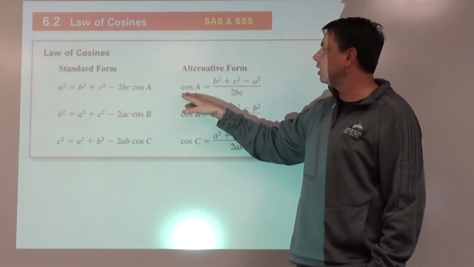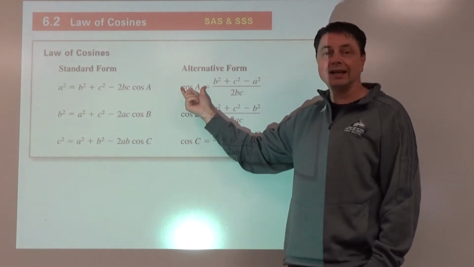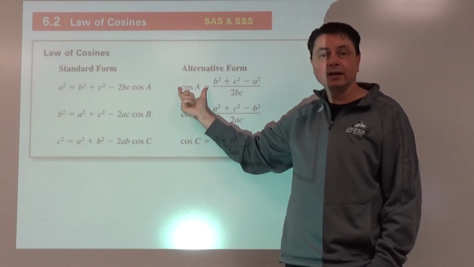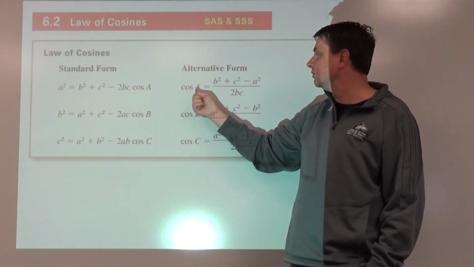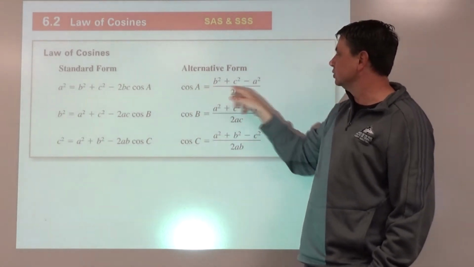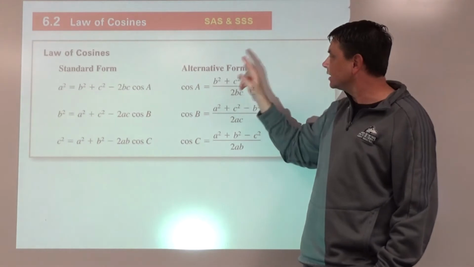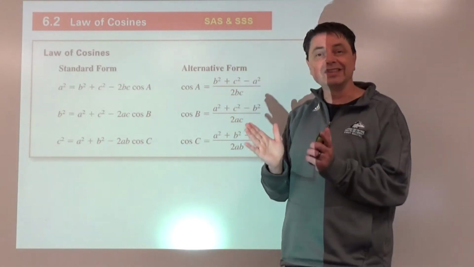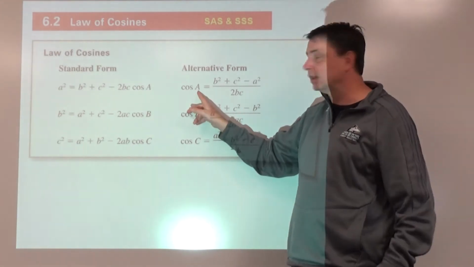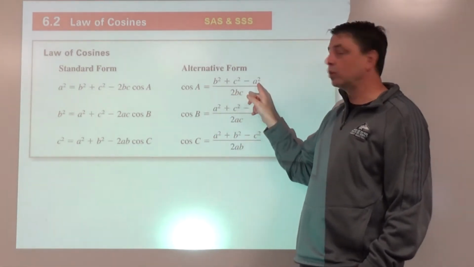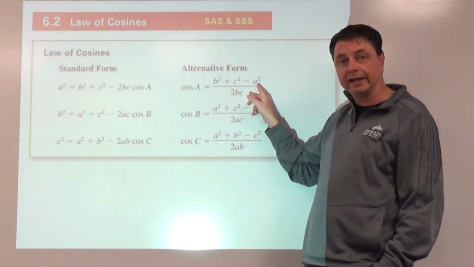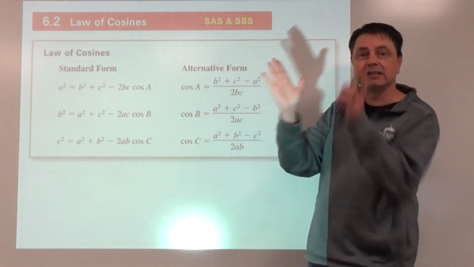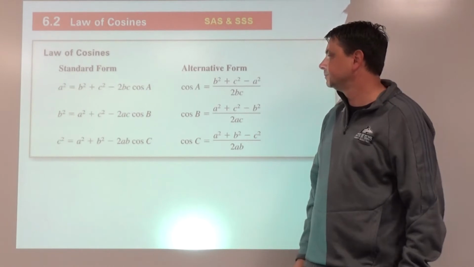If we then solve that equation for cosine A, if we're looking at a side, and you want to find angle A, well, the cosine of A is equal to the fraction, the sum of the squares of the sides that create that angle A, minus the square of the opposite side to A, divided by 2 times the product of the sides that are making the angle.